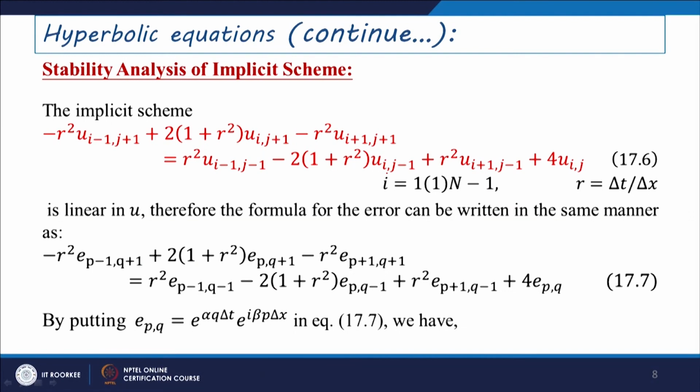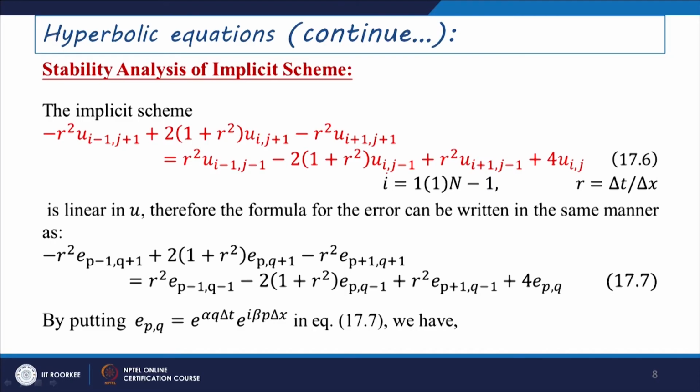So, if we go for the stability analysis of the implicit scheme, the implicit scheme is written in the form of minus r square u i minus 1 j plus 1 plus 2 into 1 plus r square u i j plus 1 minus r square u i plus 1 j plus 1, this equals r square u i minus 1 j minus 1 minus 2 into 1 plus r square u i j minus 1 plus r square u i plus 1 j minus 1 plus 4 u i j.